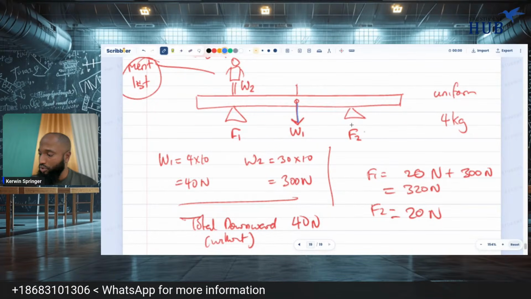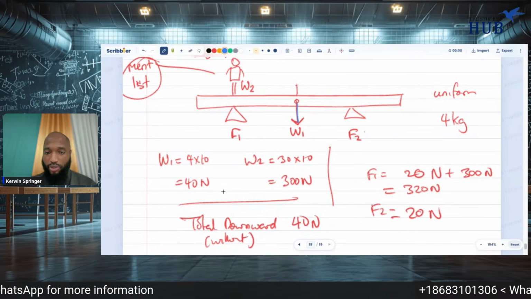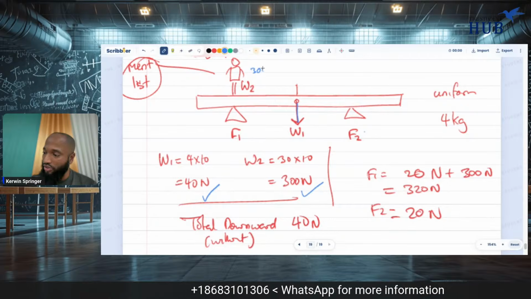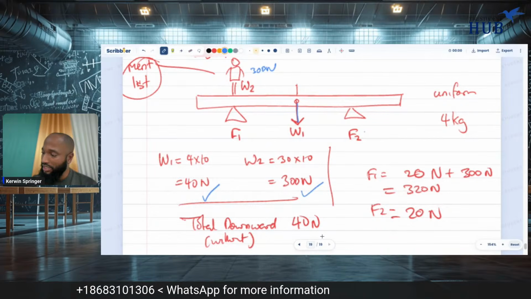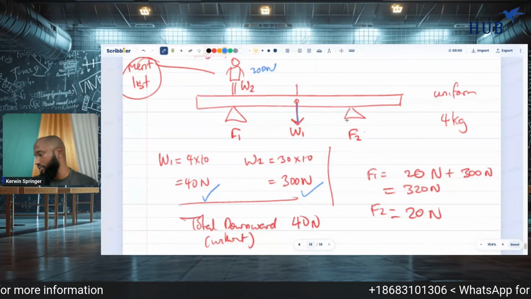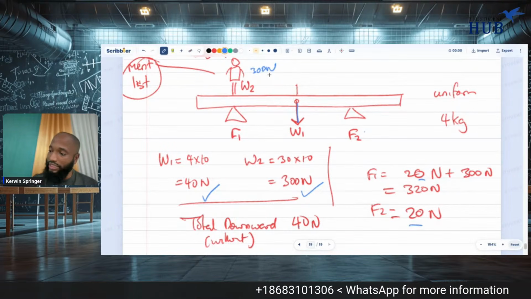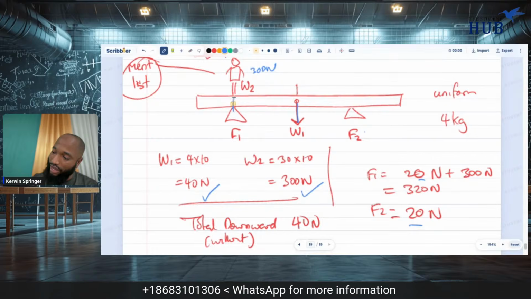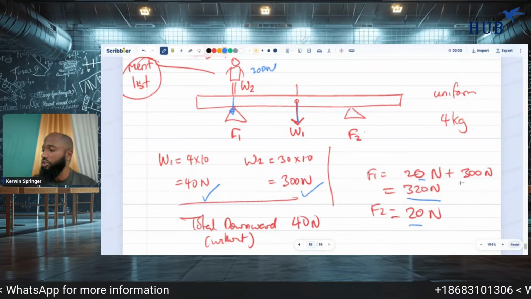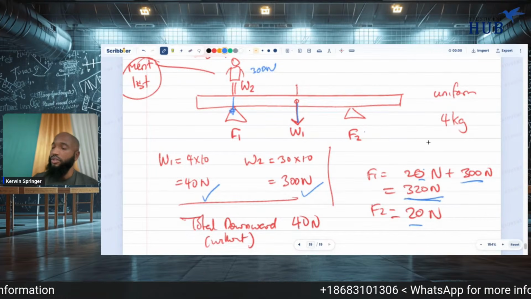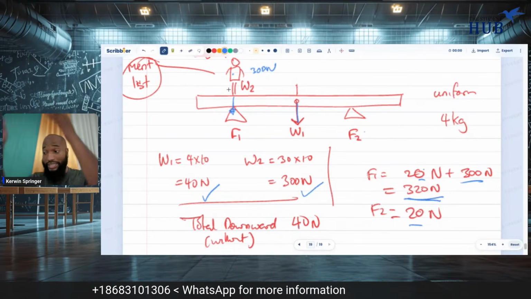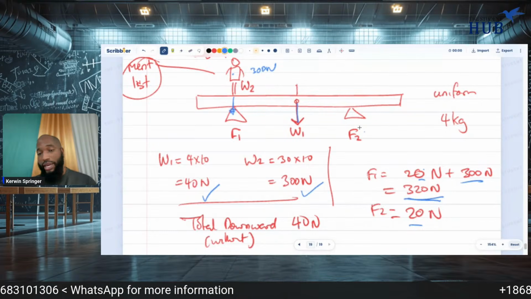So F1, F2, we figured out W1 and W2 really fast. So this is 40, this is 300. I'm saying if the boy wasn't here, this 300 newtons wouldn't be here. I could just evenly split up the 40 newtons between F1 and F2 if they're equidistant. So this is 20 and 20. But since the 300 newton is standing exactly above F1, that means F1 has to be 300 plus the 20, 320. So if you see in the exam a weight is standing exactly over a fulcrum, that bears the entire weight of it. None of the weight is borne by the other one.